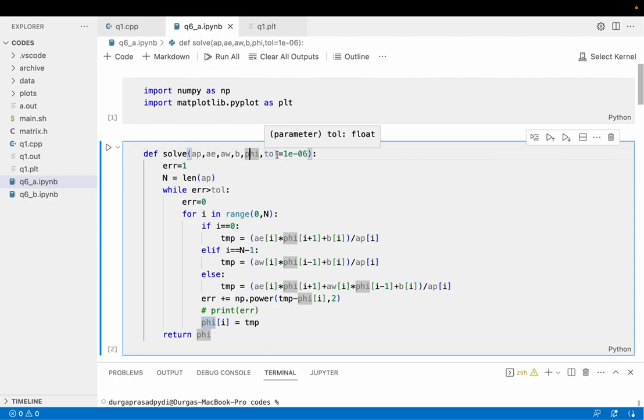The tolerance is to let your Gauss-Seidel method know when to stop. So everything is very similar. This is for the east boundary and for the west boundary. I am not just taking the coefficients.